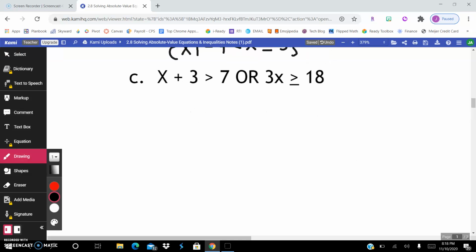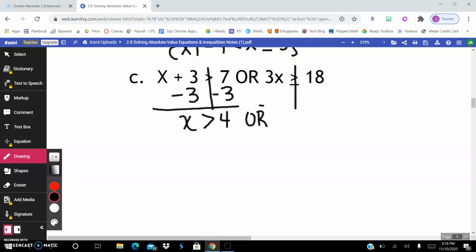Okay. And for part C here, we are going to subtract 3 from both sides. So we're going to have x is greater than 7 minus 3, which would be 4. Or this one, we're going to divide both sides by 3. So x is greater than or equal to 6. I have to put that on a number line.